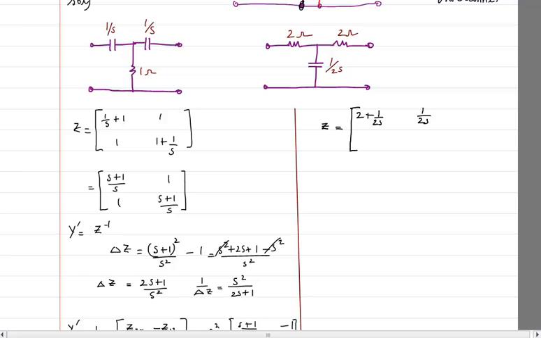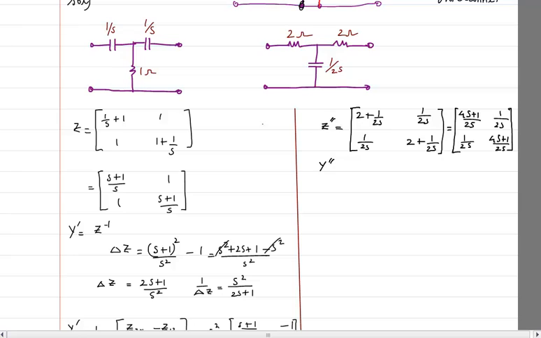This is going to be 1 by 2s. This is also going to be 1 by 2s. This is again 2 plus 1 by 2s, which I can write as (4s plus 1) divided by 2s. This is again going to be 1 divided by 2s, and this is (4s plus 1) divided by 2s. And based on that, I can find out y double dash.